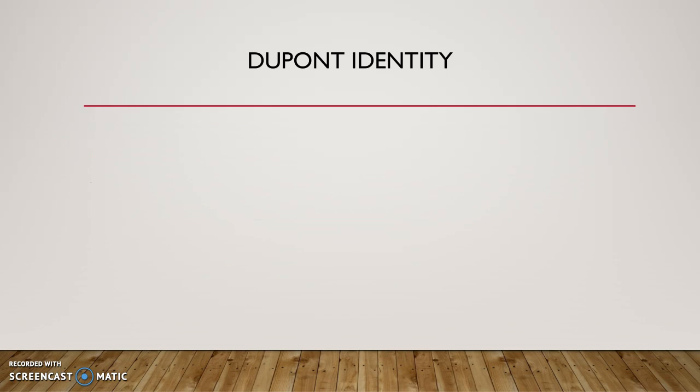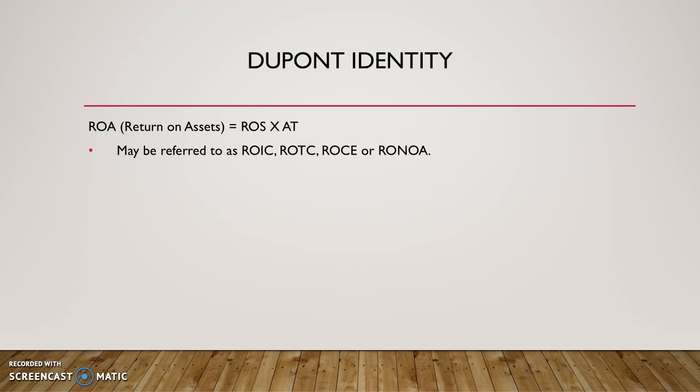Now, when we break down the first two components, we can then determine return on assets for a company, which is basically multiplying the return on sales times the asset turnover. Some companies will call this ROIC, ROTC, ROCE, RONOA. But they all look at the same thing. They look at the returns, profits generated, and compare it to the capital invested in the company to generate the returns. ROA is an indicator of business success.